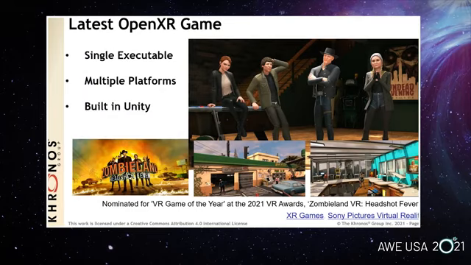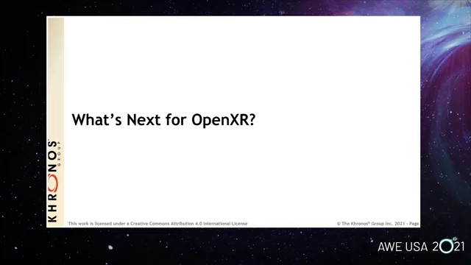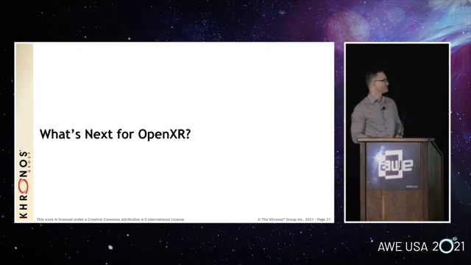We also have major titles coming out or that were just released, within the last couple of months. Zombieland VR uses OpenXR to support all of the PC platforms with a single executable. And it was built within Unity, so it showcases all of the capabilities of OpenXR.